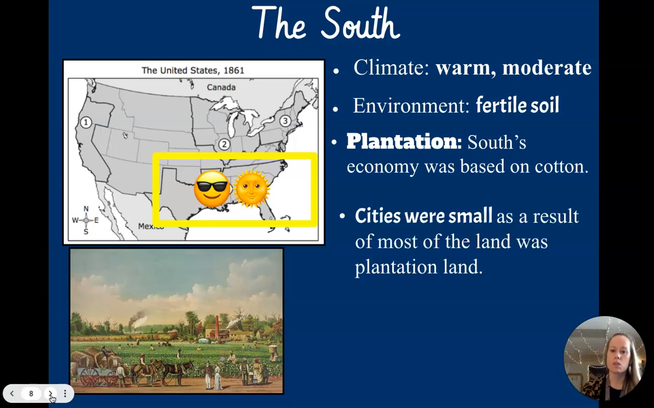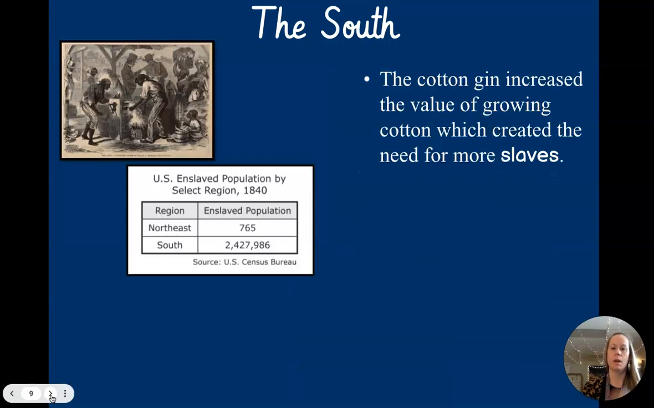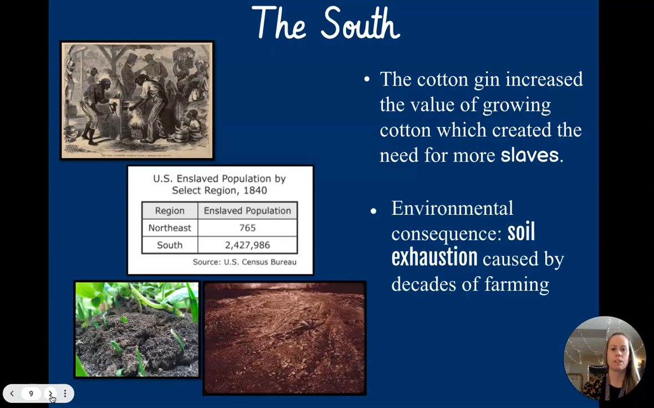Cities were smaller as a result because most of the land are plantations. Remember, they're not finishing goods there. There's no factories there. They're growing the raw material and sending that raw material to the north to finish into a good and then buying it back from the north. The cotton gin is going to increase the value of growing cotton, which is increasing that demand for slavery.